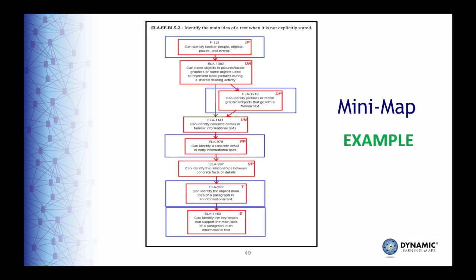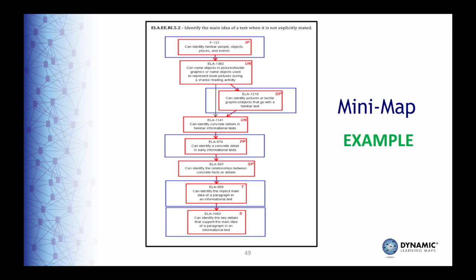In the case of this mini-map, if a student can identify familiar people, objects, places, and events as stated for the initial precursor skill, perhaps they can then be taught the next skill, which is untested but still important to the route. UN in the box stands for untested. The untested skill here is can name objects in pictures or tactile graphics, or name objects used to represent book pictures during a shared reading activity.